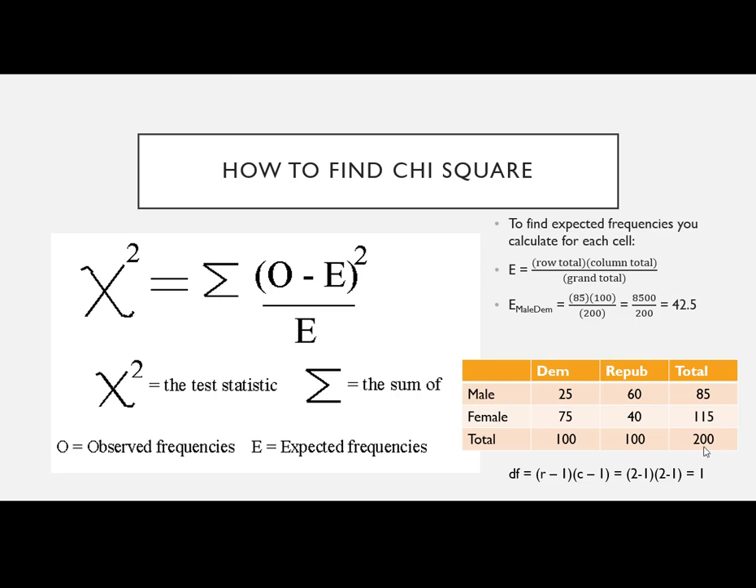And so how do we get the expected frequency from the data? So we have 200 individuals here. They're either male, female, Democrat, Republican. So you can only be in one of these categories. You can either be male and Democrat, or male and Republican, female and Democrat, or female and Republican.